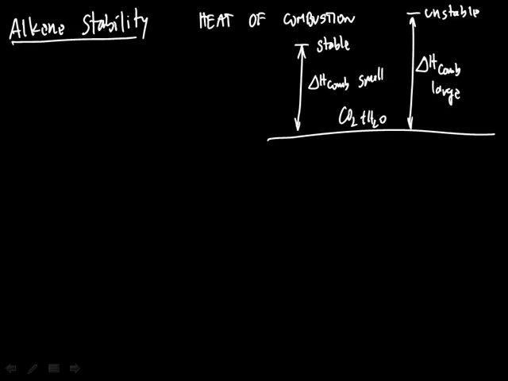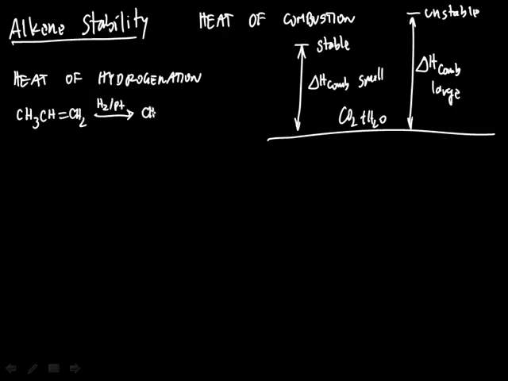With alkenes, we can apply the same system just fine. However, typically this is not done. Instead, what is used is an alternative method based on heat of hydrogenation. And hydrogenation is a reaction that any alkene would undergo, where the double bond is treated with hydrogen in the presence of platinum catalyst to give us a saturated compound. And this reaction releases a certain amount of heat.